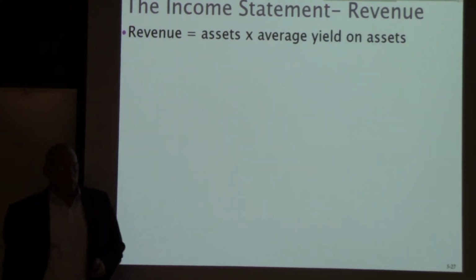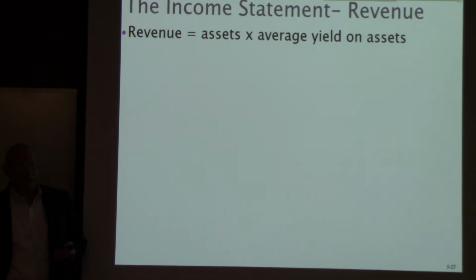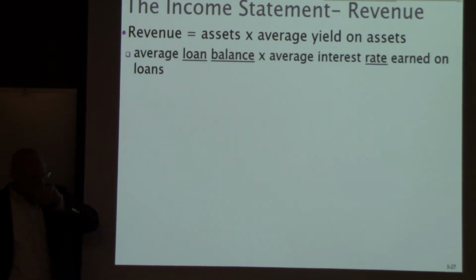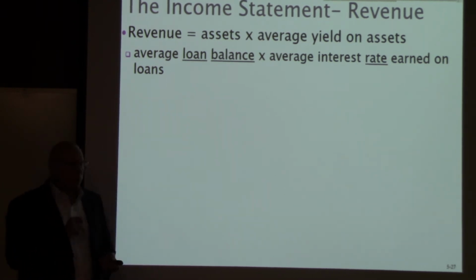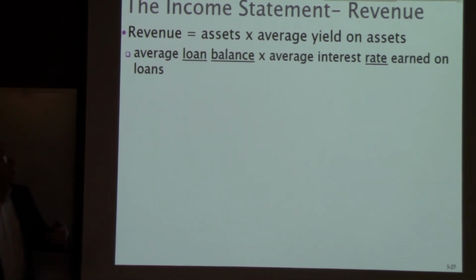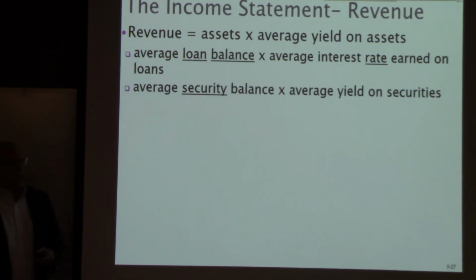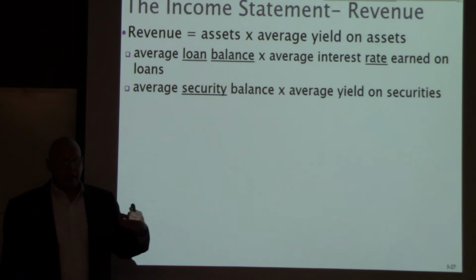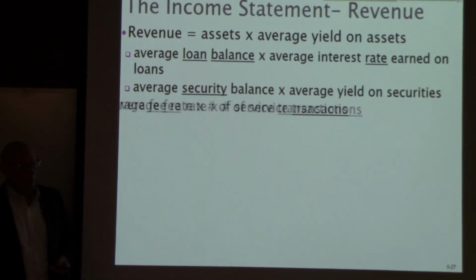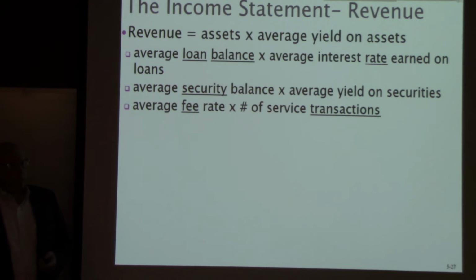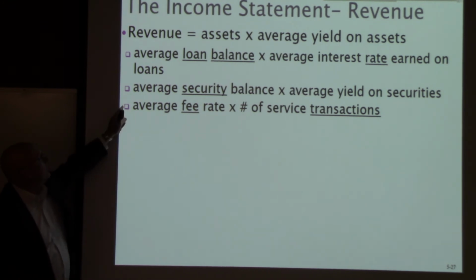All right. Let's try to take a different look at revenue. Revenue for a bank is equal to assets times the average yield on assets. The assets would be the average loan balance times the average interest rate earned on loans, and the average security balance times the average yield on securities. And then the average fee rate times the number of service transactions that are done. So this is an interesting way of looking at how banks generate revenue.